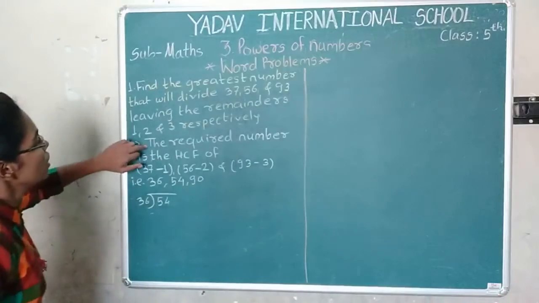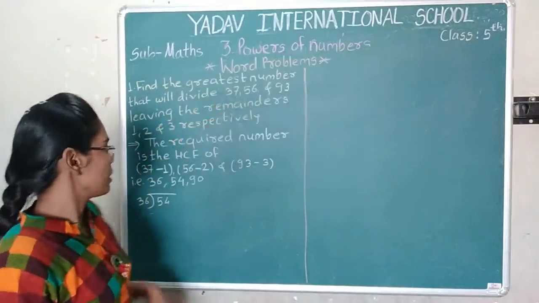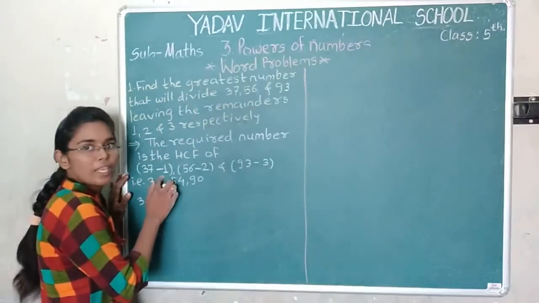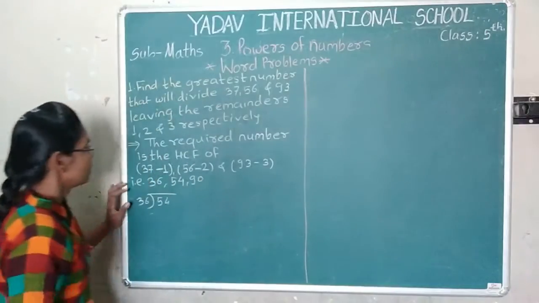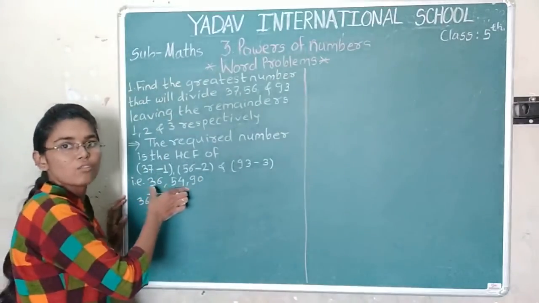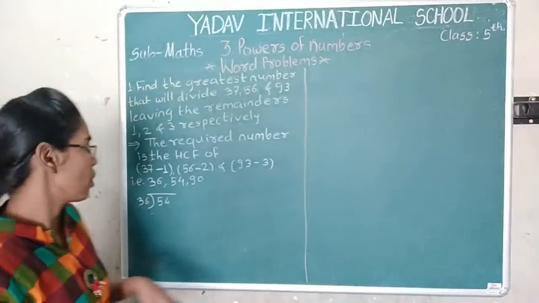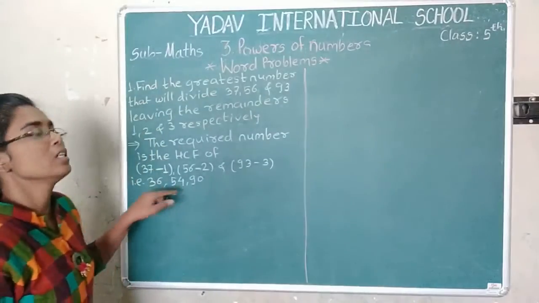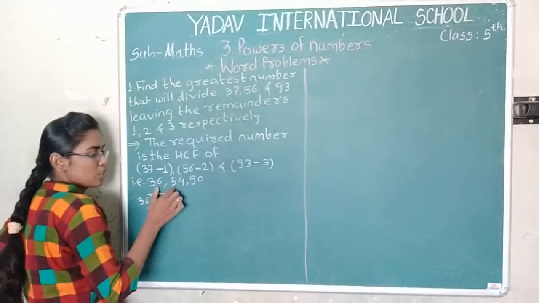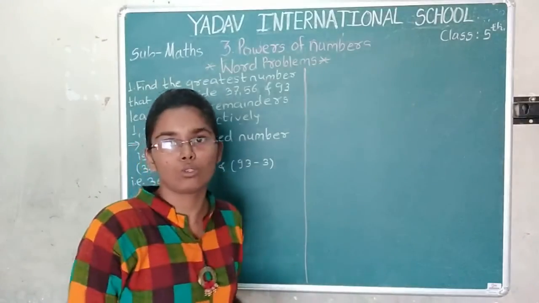So we have to find the HCF of these numbers, and the numbers are 37 minus 1, 56 minus 2 and 93 minus 3. That is, we want to find the HCF of 36, 54 and 90. For this, firstly we will find the HCF of 36 and 54, and then we will compare the HCF of these two numbers with 90 and find the HCF of those two numbers.